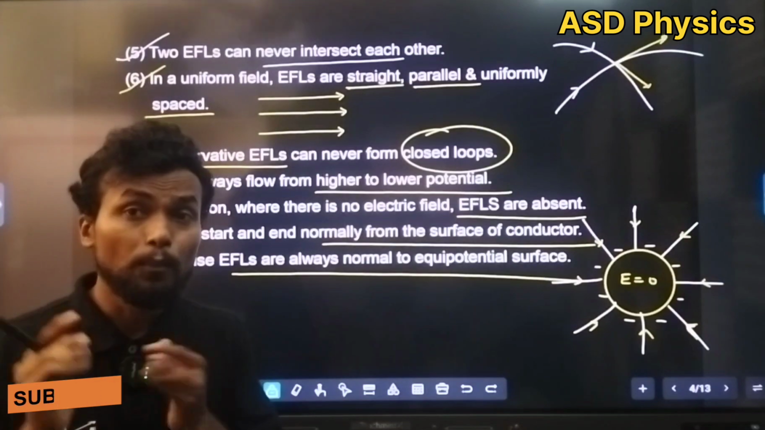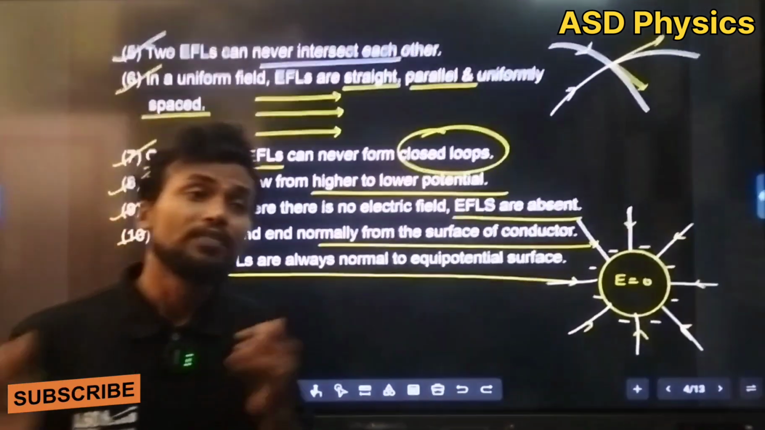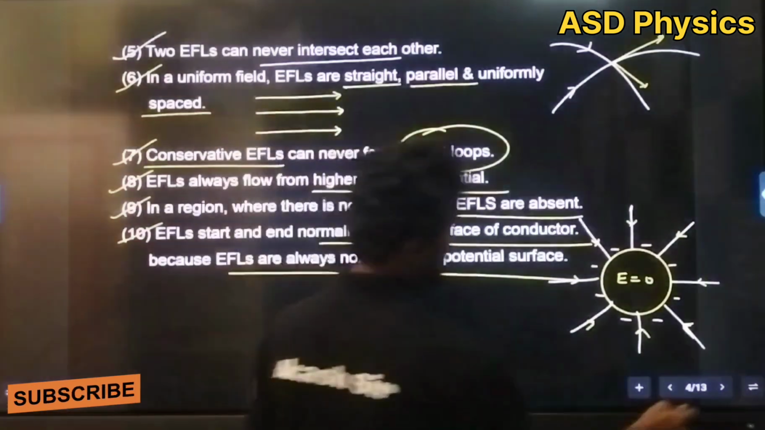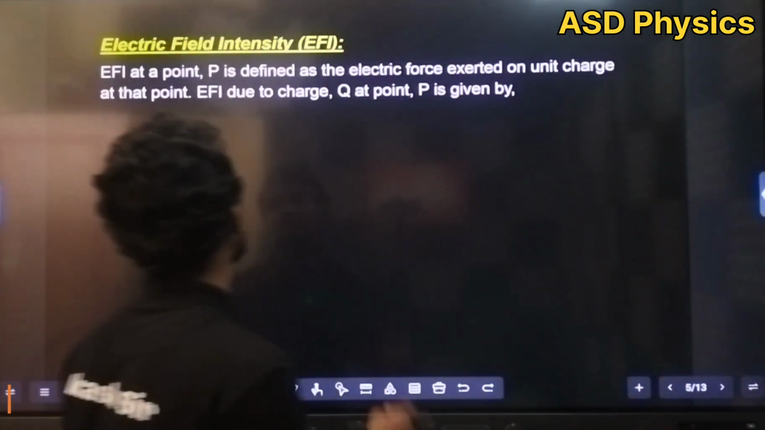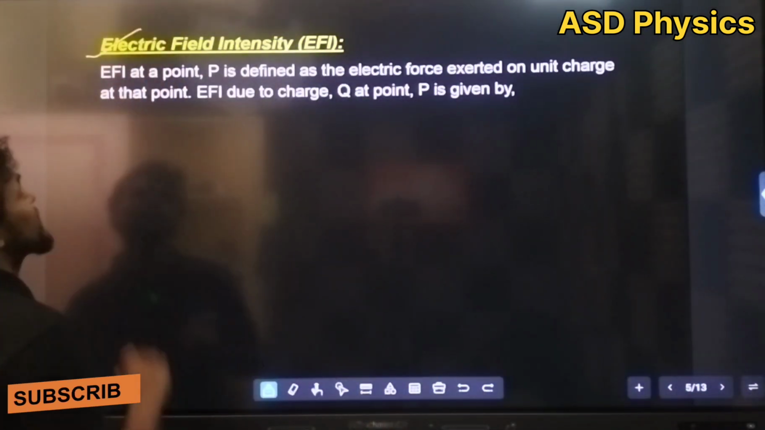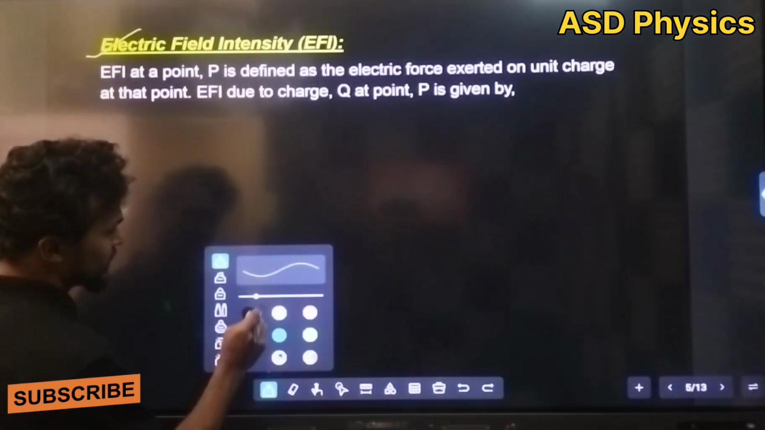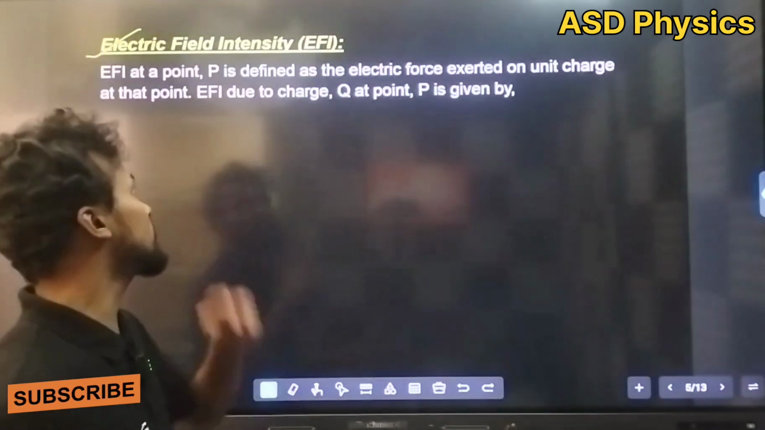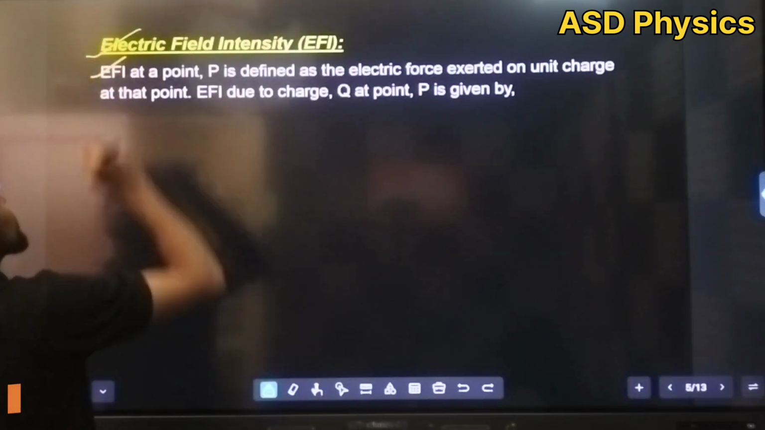Here we have learned the properties of the electric field lines. Next, we are going to learn how to represent it mathematically. Electric field intensity, just like a gravitational field intensity. Recently I have uploaded a video on the same concept for this also.